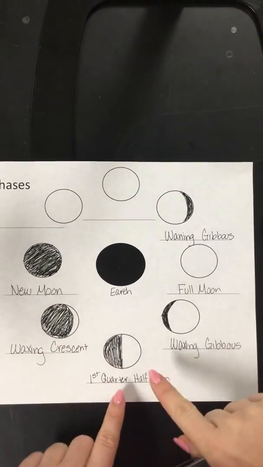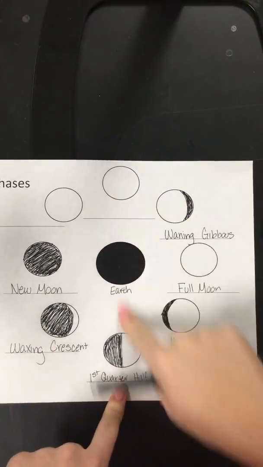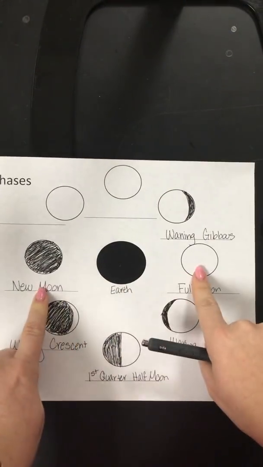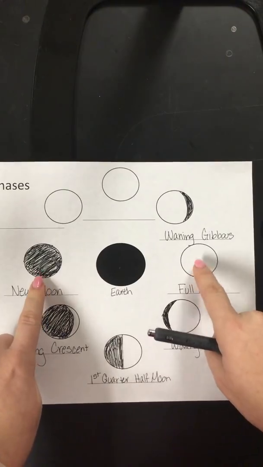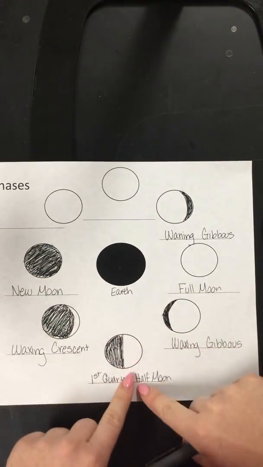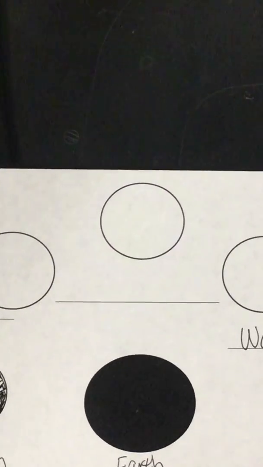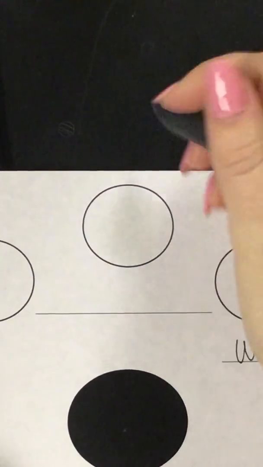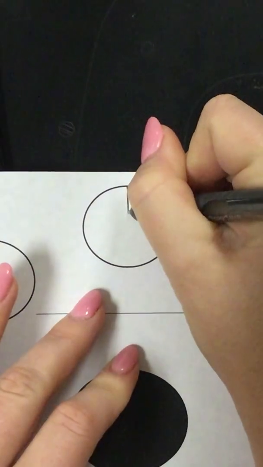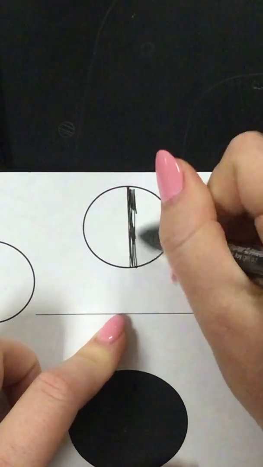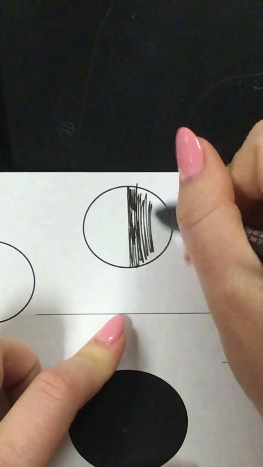So now we're completely opposite of the first quarter half moon. Just like these are opposites, totally dark, totally light, our first quarter half moon, we're now going to be at our third quarter half moon. But remember, since we're waning, the light's going to be on the left side. So now our shaded area is on the right.